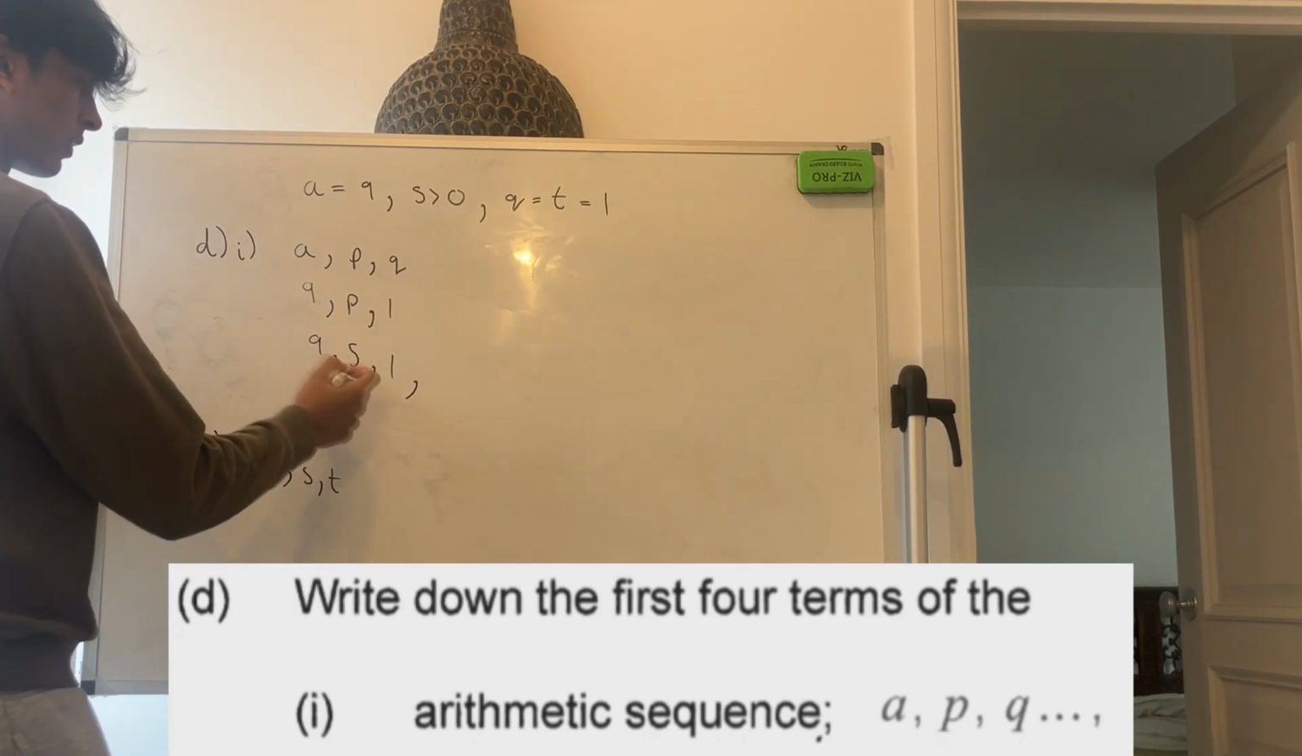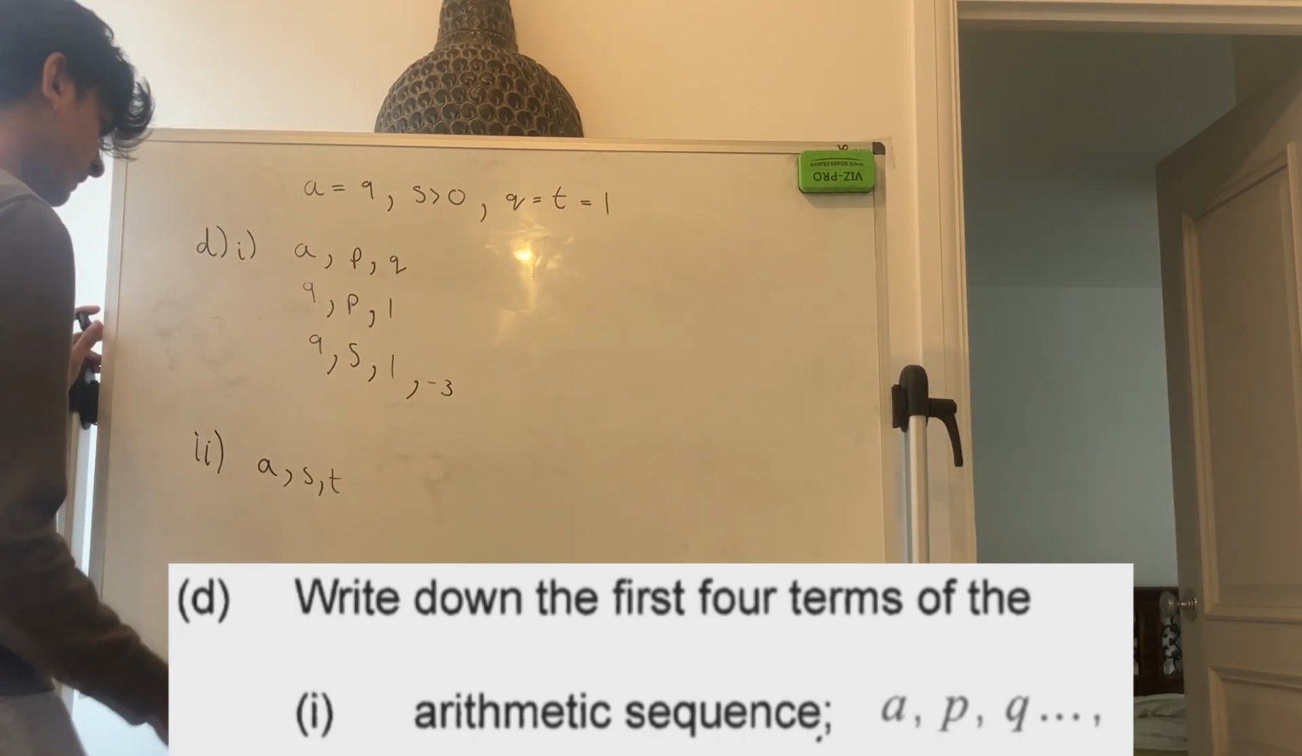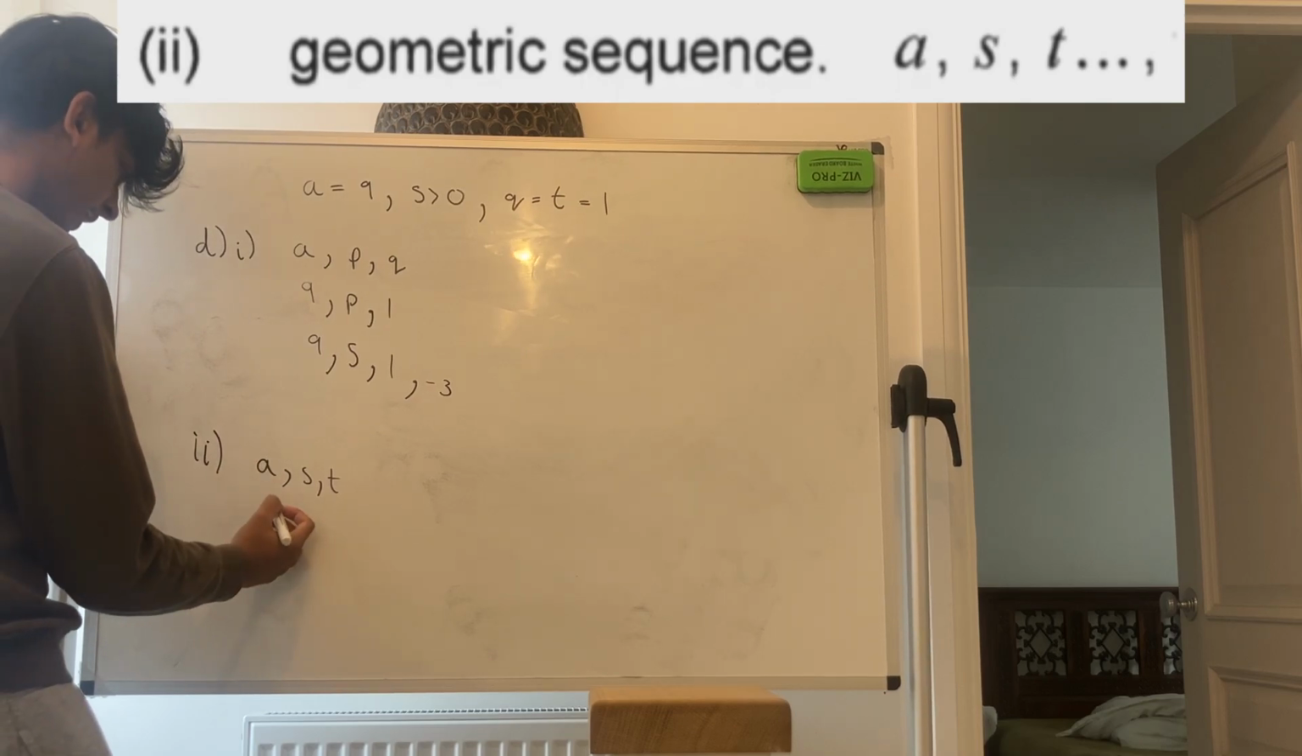So if p equals 5, we get 9, 5, 1. Then for the next term, the common difference is clearly minus 4, so the next term will be 1 minus 4, which is minus 3.